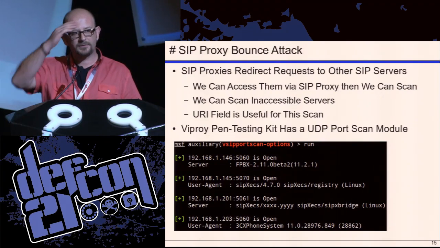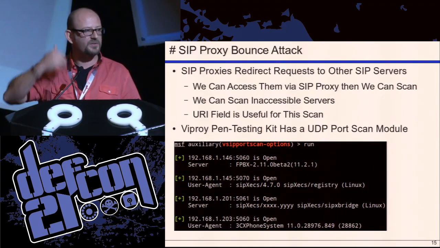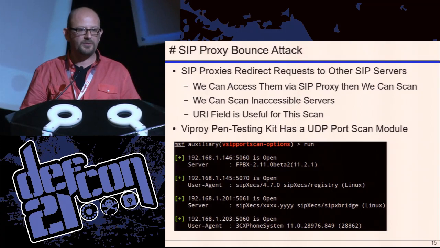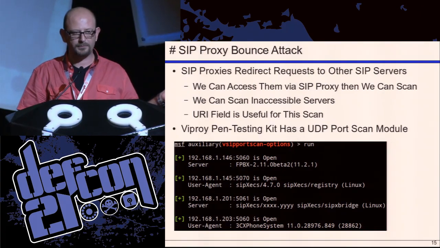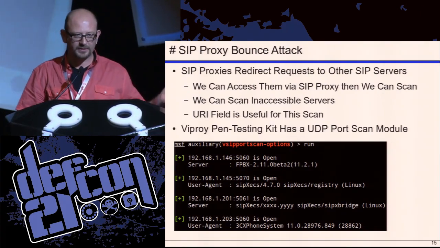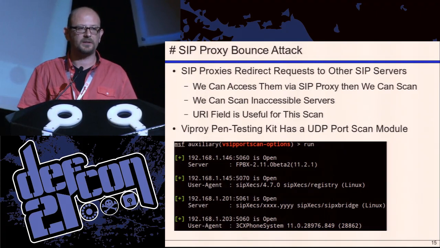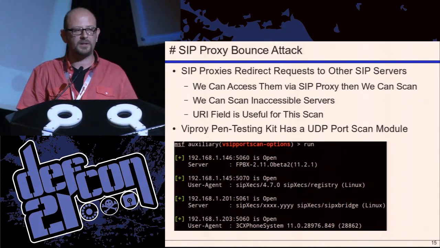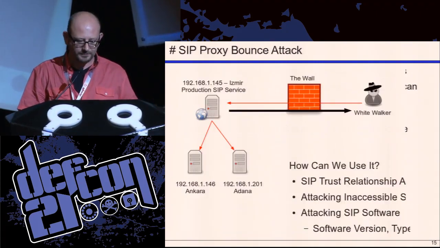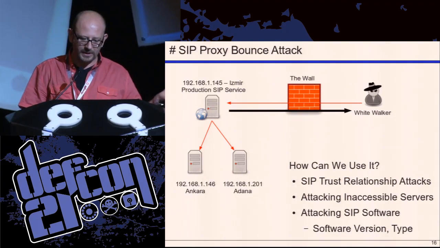This is the SIP bounce attack. It's similar to the FTP bounce attack. If the remote target has proxy support, we can use it to scan other servers, which are trusted or not. So we can use it basically. These are screenshots. This tool exposes user agent or server software, remote servers, and untrusted ones. It works just like that.